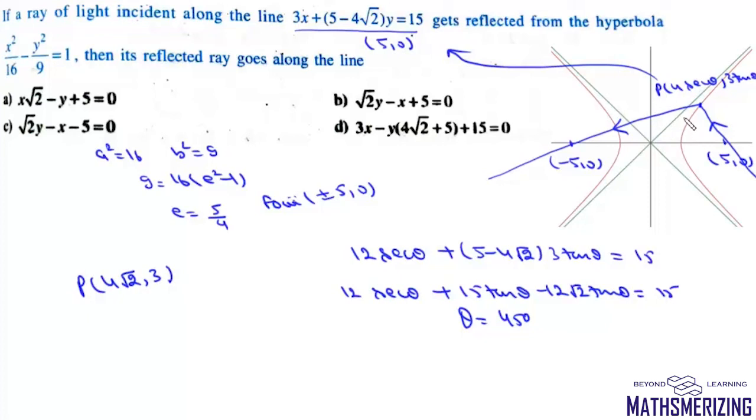Now we have two points, so we can write the equation of this reflected ray. The equation of this reflected ray will be (y − 0) over (x + 5) equal to (3 − 0) over (4√2 + 5). So this equation will be 3x + 15 = (4√2 + 5) y, and this is your option number D.